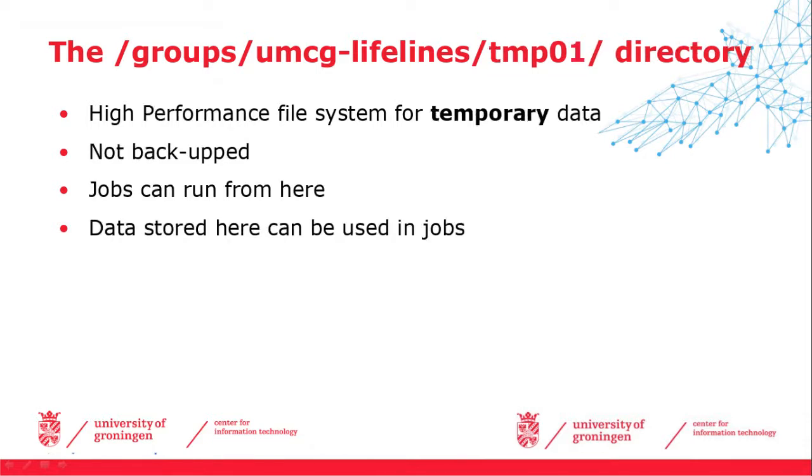If you want to write stuff, I think that's on the next slide. So that's the temporary storage. In the same path as the other one, you also have a TMP01 directory, which is the high performance file system. So it performs really well for read and write actions, but it's only intended for temporary data. That also means that there won't be any backups made of that data because it's temporary. But you can run your jobs on that file system, and you can use this for storing files. So in principle, you should always launch your jobs from this temporary directory.